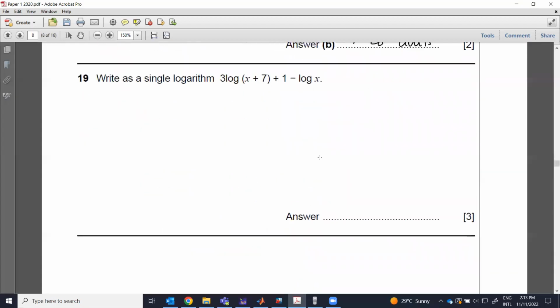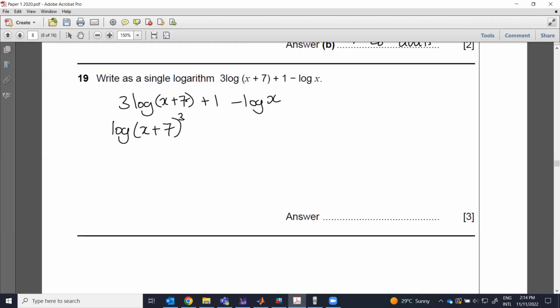Number 19, write as a single logarithm. So we have 3 log of x plus 7 plus 1 minus log x. Okay, so first this 3, you include it as part of the argument. So whatever you're taking log of, we call that the argument. So here x plus 7 is our argument, and for this logarithm, x is our argument. So we rewrite it as log of (x plus 7) to the power of 3.